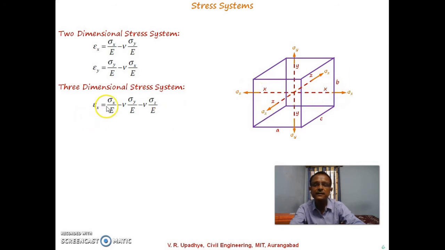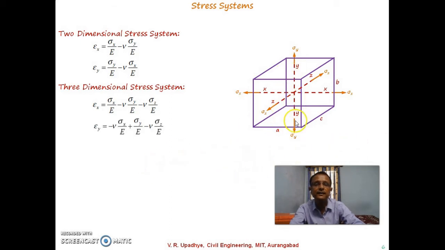So epsilon x will become sigma x divided by E minus, due to sigma y there will be lateral strain along the x-axis, and due to sigma z there will be lateral strain along the x-axis. So there will be minus mu times sigma y divided by E and minus mu times sigma z divided by E. Again, if we consider the y-axis, the strain about the y-axis is epsilon y.